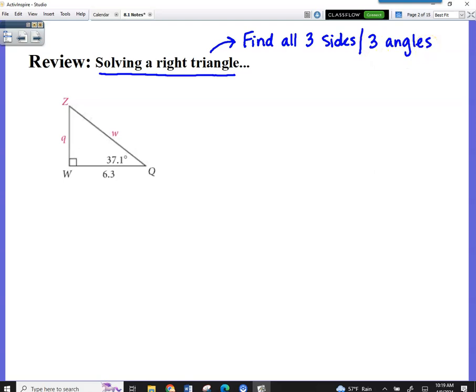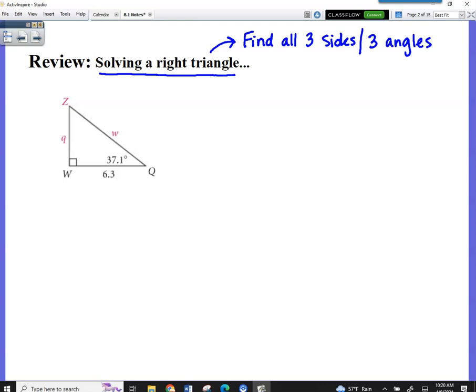Now, in this particular picture, we have what type of triangle? It's a right triangle. So one of the angles is 90, shown by that little box. And then, of course, if you look at the picture, you've got other info given to you. First of all, your calculator needs to be in what mode? Degree mode, because we're dealing with degrees. So make sure it's in degree mode.